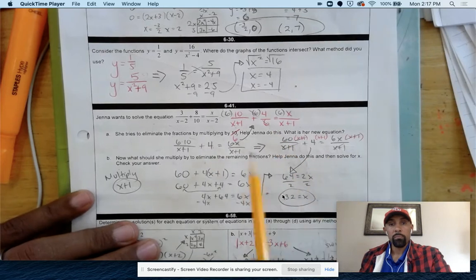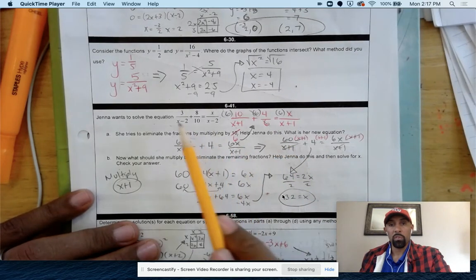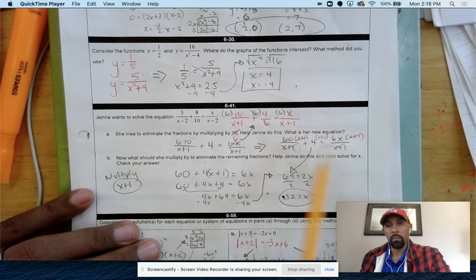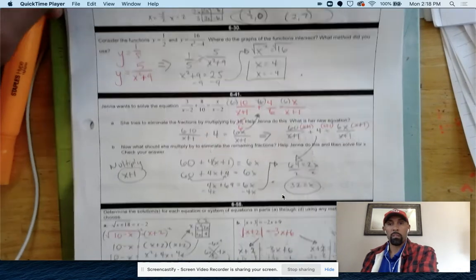So that's her new equation. Of course, you've got to do it with your own. Now, what should she multiply by to eliminate the remaining fractions? In order to eliminate the x plus 1, I multiply x plus 1 to every term, every fraction and every number. I multiply it there, those cancel, so I get 60. If I multiply it times 4, I just do 4 times x plus 1. And then here, the x plus 1 cancels, so I get 6x. Now I distribute, add these two like terms together, and take away the 4x from both sides. And the rest is history. You can kind of see how that's done.